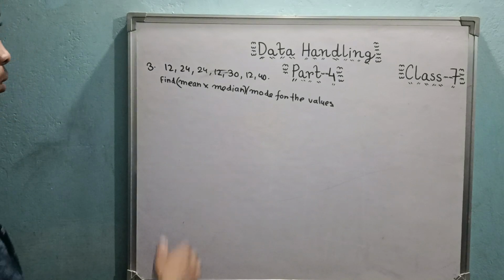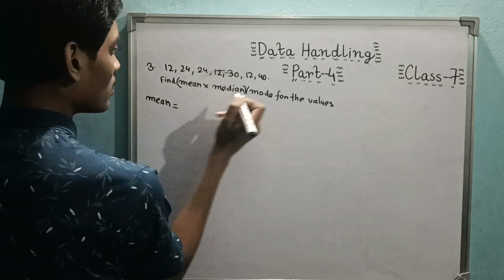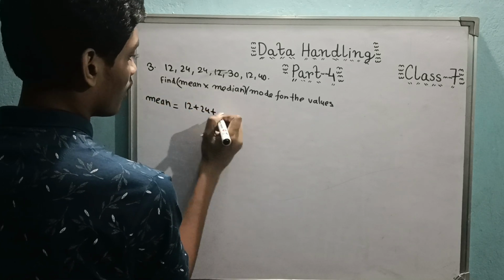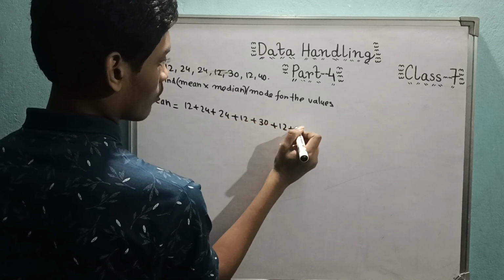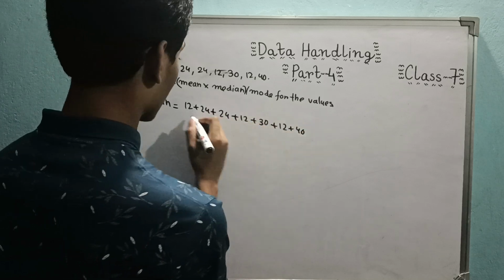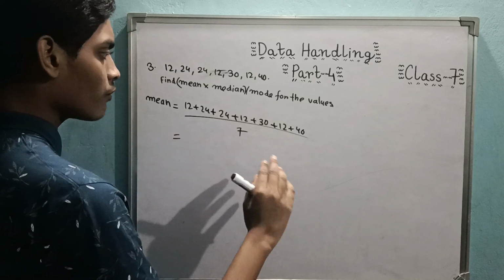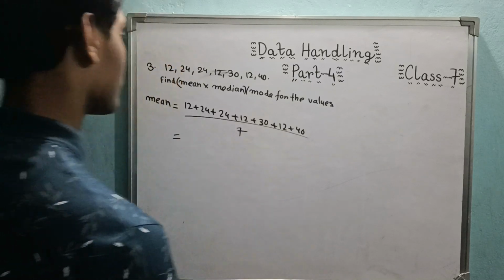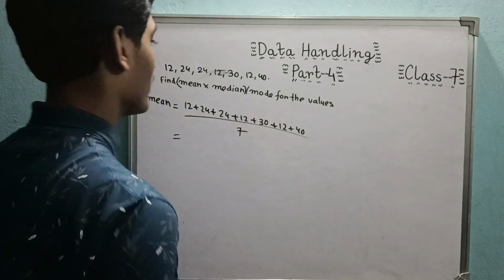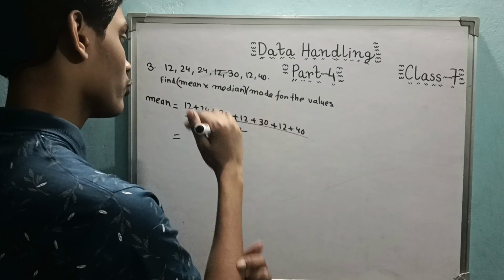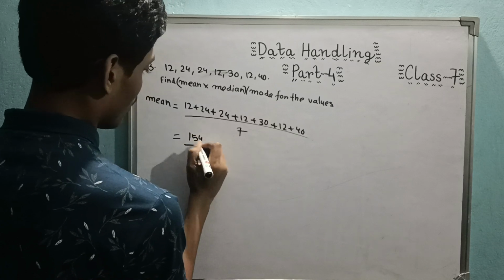So mean, childhood friend average, add up all the values: 12 plus 24 plus 24 plus 12 plus 30 plus 12 plus 48. How many values are there? 7. So number of observations is 7. You remember mean, right? Sum of all observations by number of observations. Now comes calculation. I hate it. 24, 24, 48, 12, 60, 72, 102, 114, 154. This will be 22.